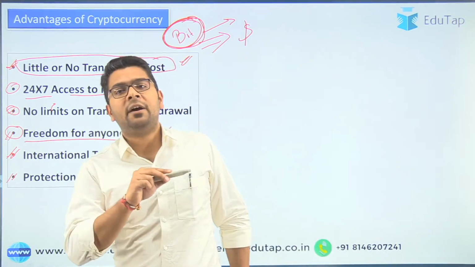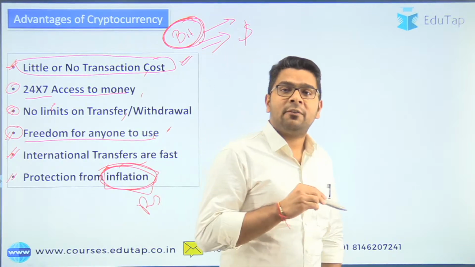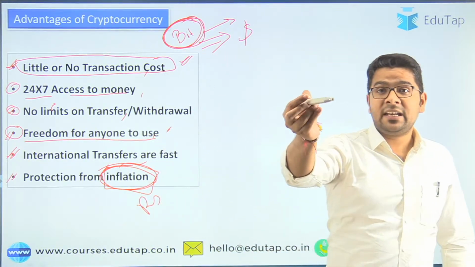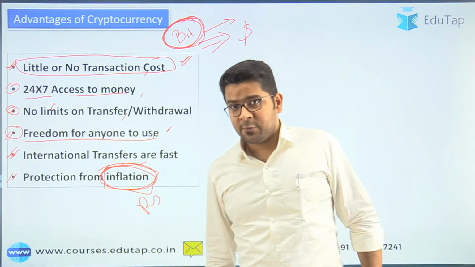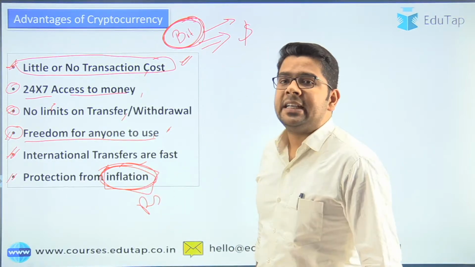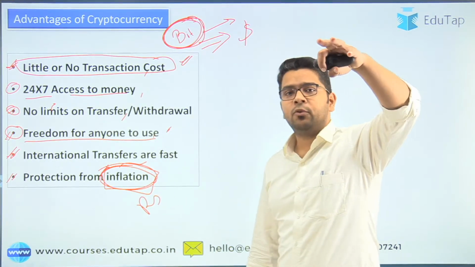So if there are advantages, there has to be some disadvantages. That's why Rajiv is saying that RBI has prevented anyone from making transactions. So let us see what the disadvantages are, and then Rajiv, I will come to your doubt.